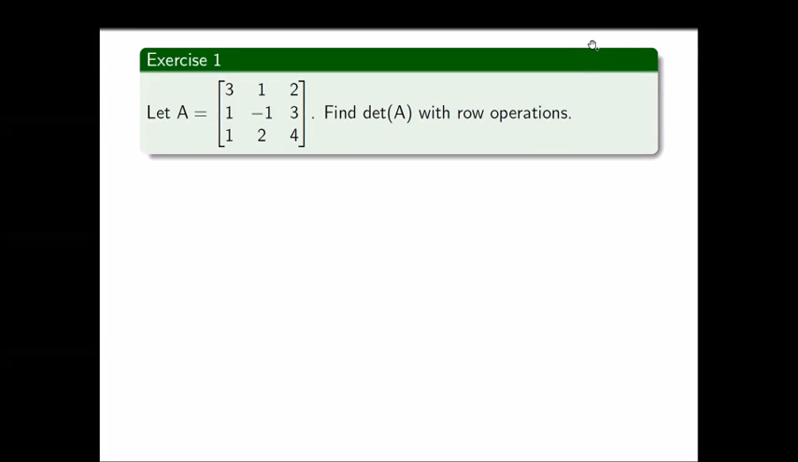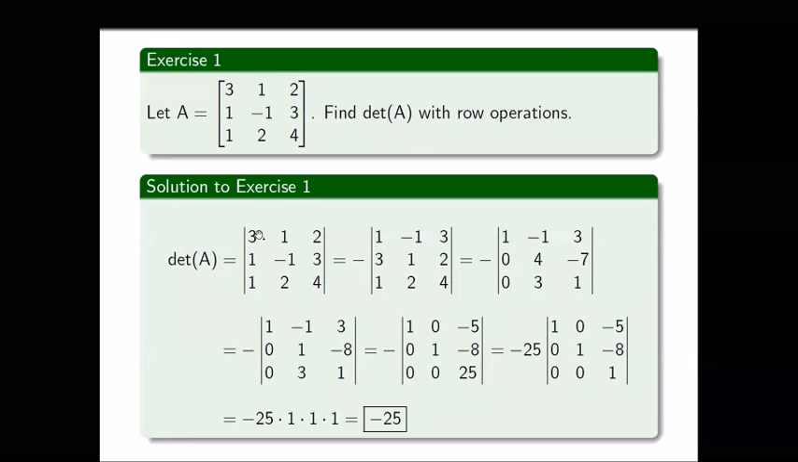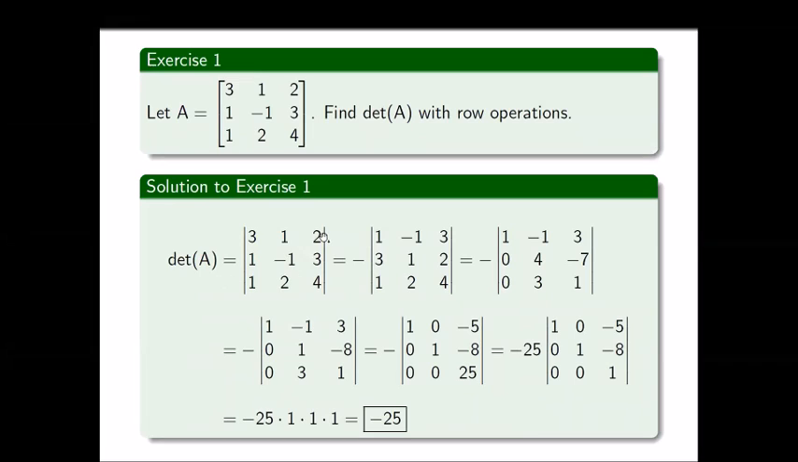Okay, so let's look at an exercise. So we're given a 3 by 3 matrix and we want to use row operations to find the determinant. Okay, so to compute the determinant, we first switch rows 1 and 2 with each other, and because we are switching or swapping rows, we get a minus sign outside the determinant. Then we use row 1 to eliminate the entries in column 1 by adding multiples of row 1 to row 2 and row 3, and that does not change the determinant at all.